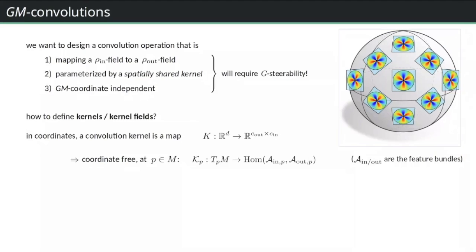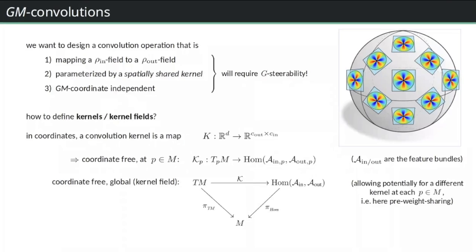So A stands for associated, since these are associated feature vector bundles. And this space Hom(A_in,P, A_out,P) is the space of linear maps from input feature vectors at P in a coordinate-free setting now to output feature vectors at P in a coordinate-free setting. And if we would put that back into coordinates and trivialize it, we would just get C out times C in matrices. So we just identified this R^d and R^(C out times C in) with the actual geometric objects on our manifold. And this is a kernel at one point, but we can globally define a whole kernel field on the manifold.